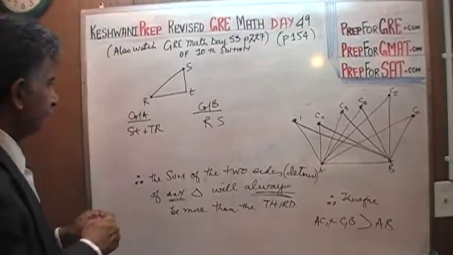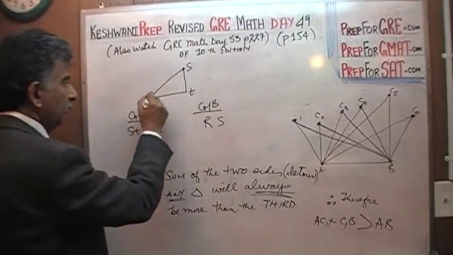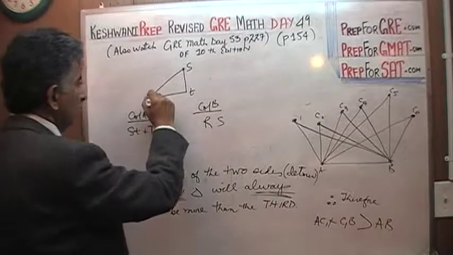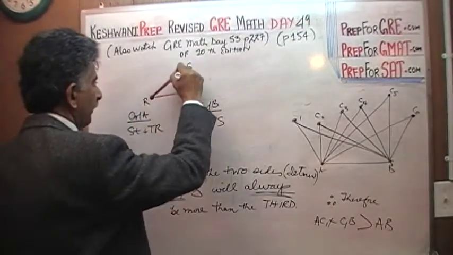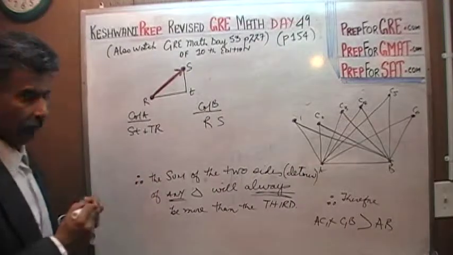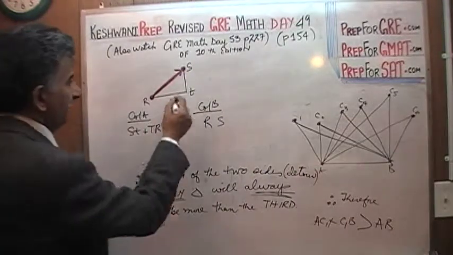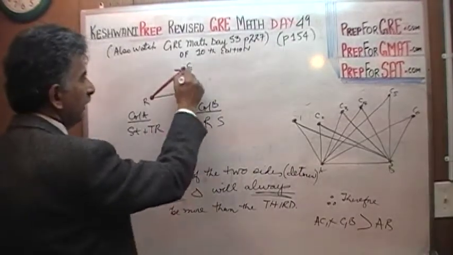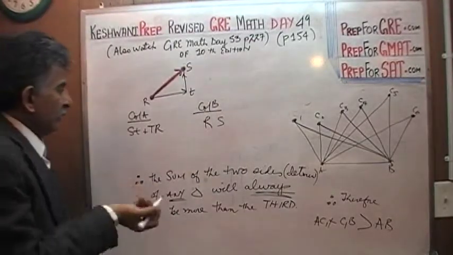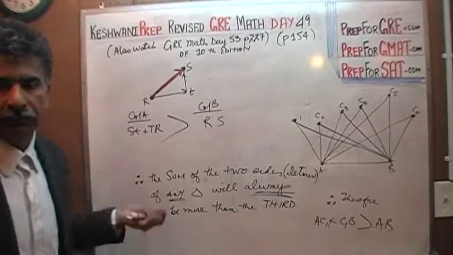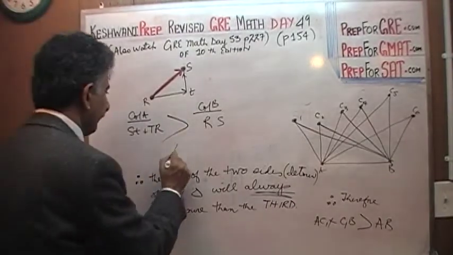Okay, watch what happens here. I'm in town R. I want to go to S. I have two choices. I can just get in my car and drive straight to S, or I can first go to T and then go to S. Obviously I'm taking a detour, and since I'm taking a detour, I'm going to end up driving more. That's all, we're done. The answer is A.